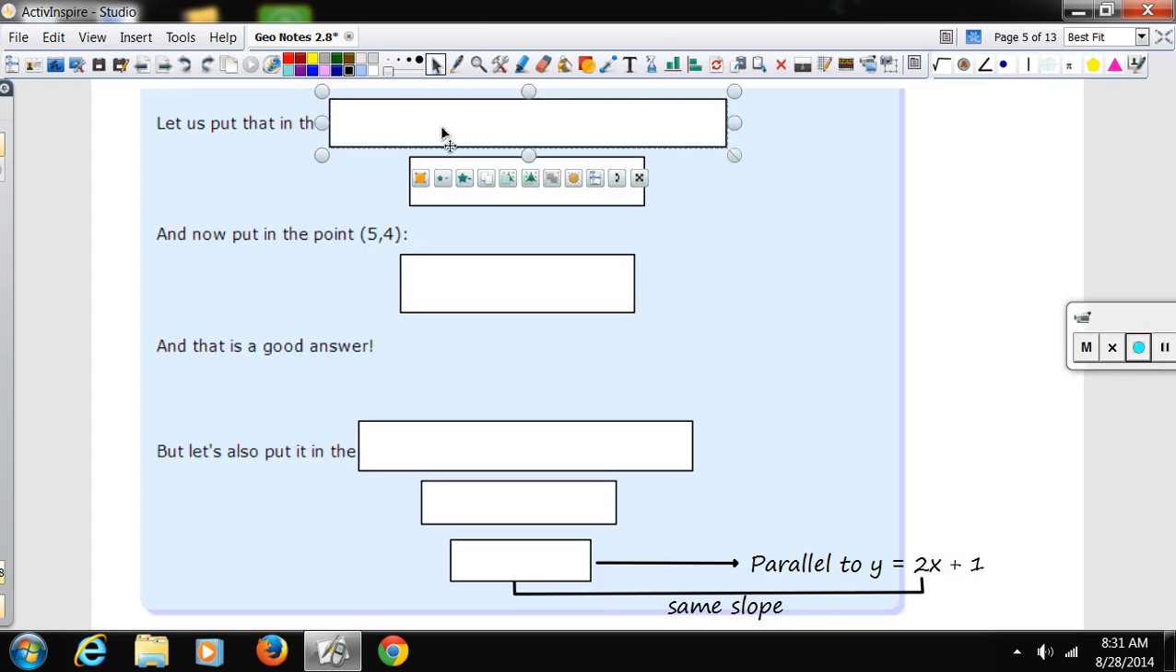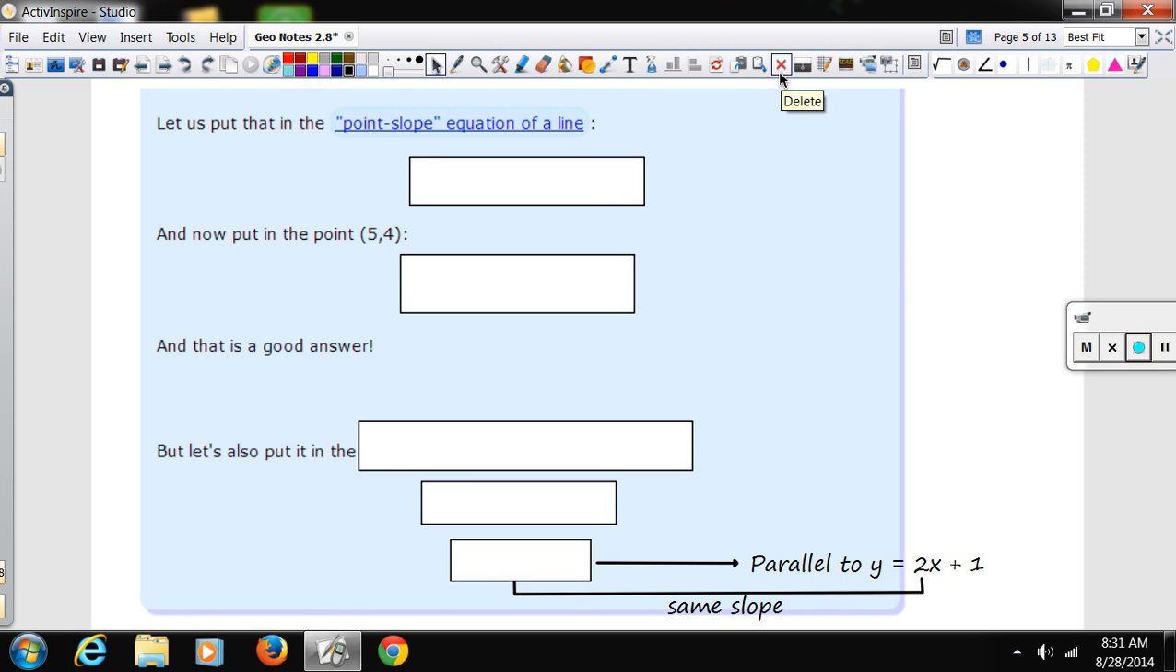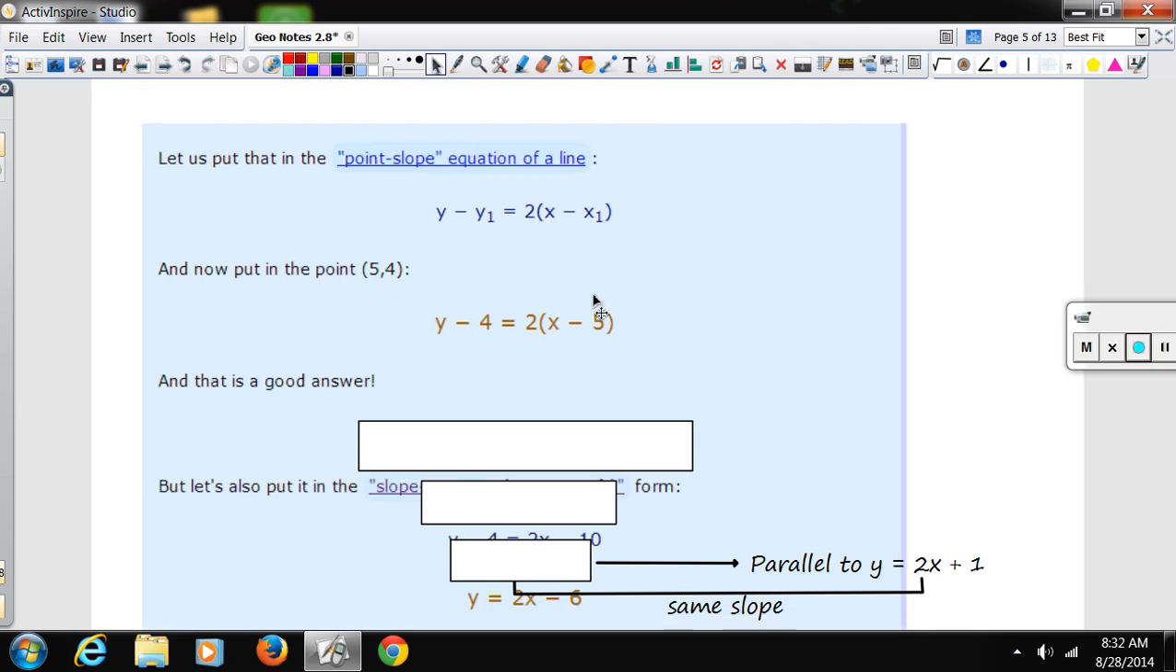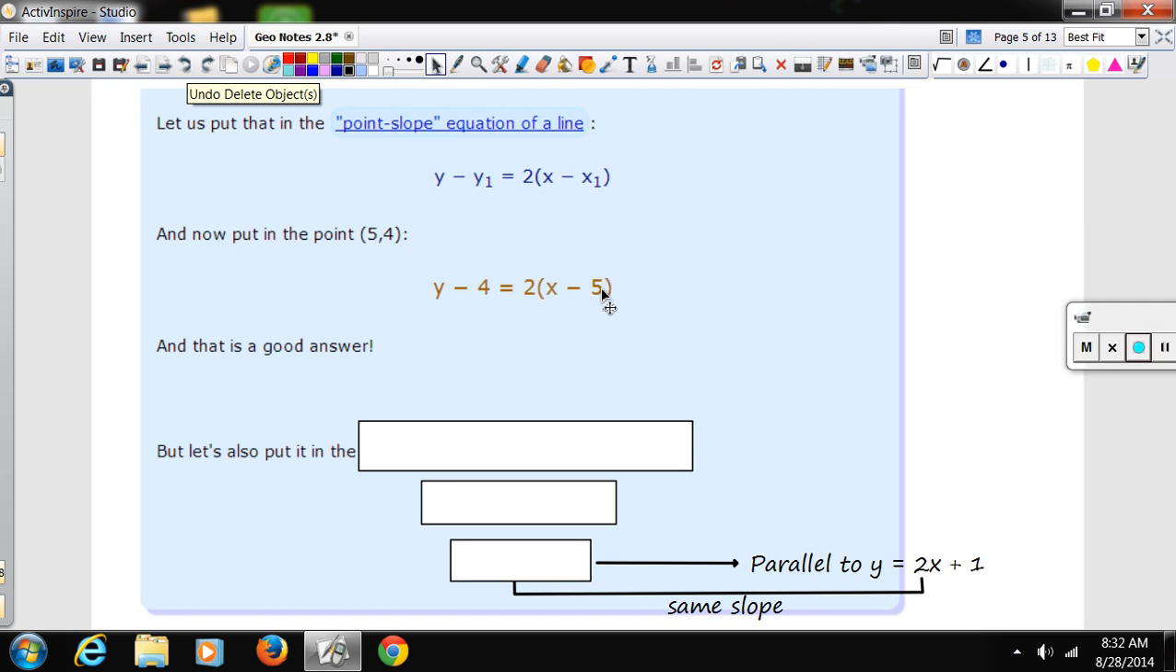Now if you look at the next one, here it says, put that in the point-slope equation. Anybody remember the point-slope equation? That's our point-slope equation. y minus y1 equals 2 times parentheses x minus x1. The 2 represents what? What is the 2? That's your slope, right? So this x1 and this y1 would be a point. It's called the point-slope formula, because you're putting in a slope and you're putting in a point. Now if you plug in the 5 and the 4, it's going to look like this. The y1 was a 4, because that's your y value. The x1 was a 5, because that's your x value.